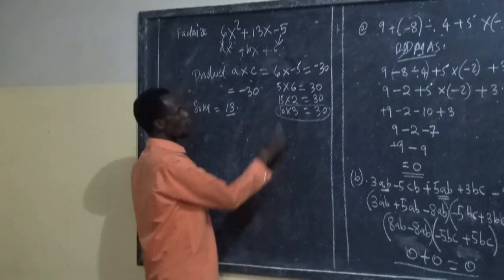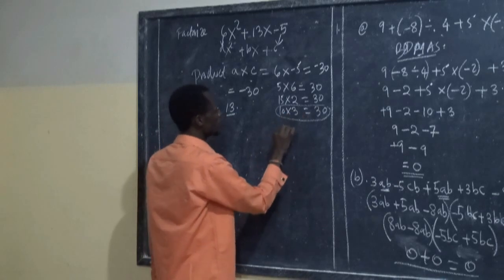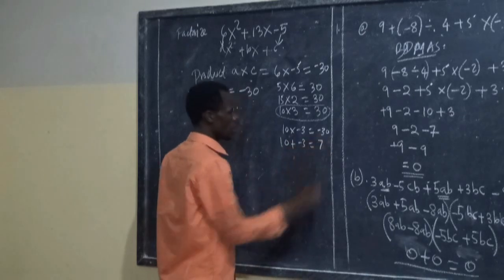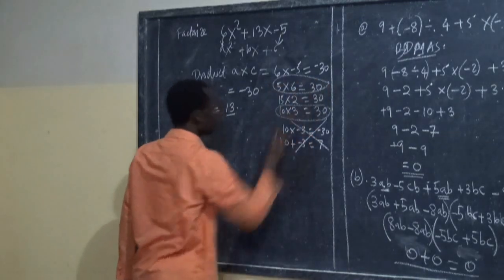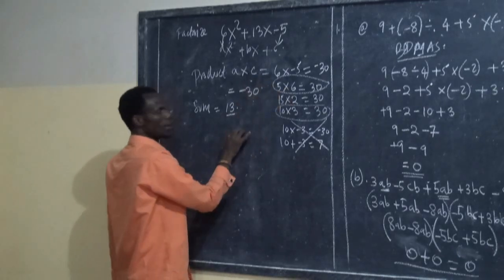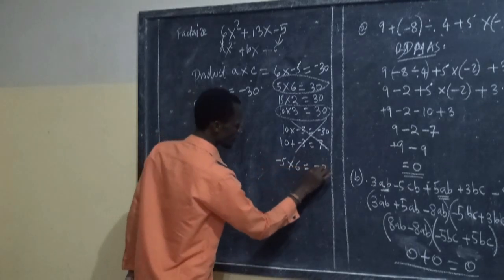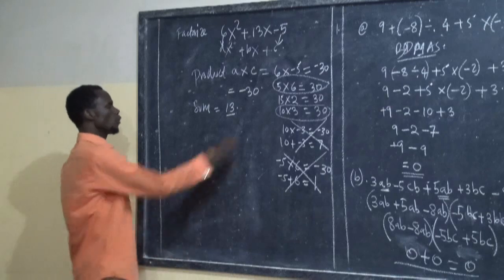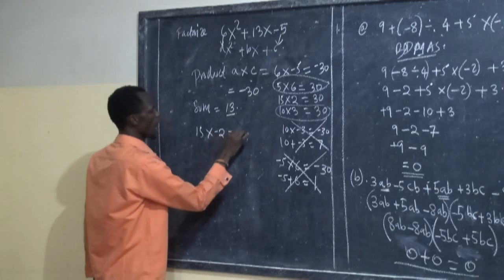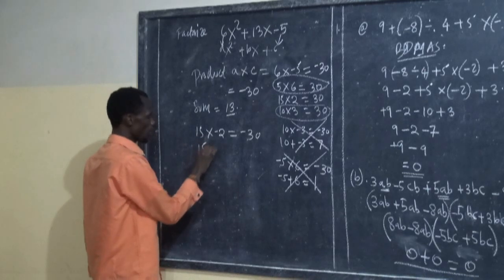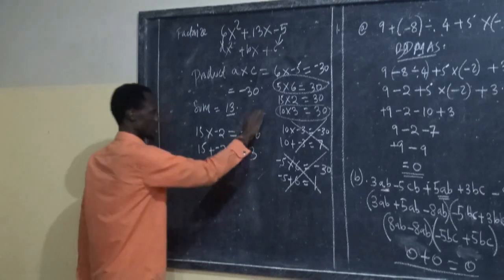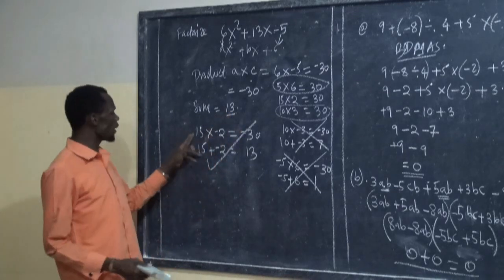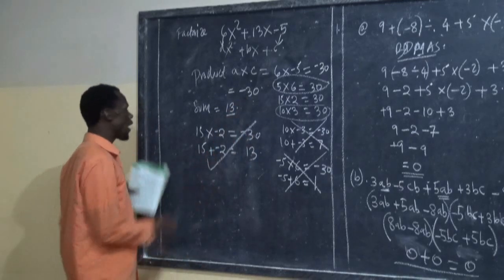If you start with this one, let us put 10 times negative 3. It is okay, it is negative 30, but 10 plus negative 3 is equal to 7. So this is totally wrong. Now 5 times 6, let us put a negative: negative 5 times 6 is negative 30, but negative 5 plus 6 is equal to 1. This is totally wrong. You come to 15 times negative 2, which is negative 30, then 15 plus negative 2 is equal to 13. This is okay, because the sum is 13 and the product is negative 30. Therefore we have 15 and negative 2.